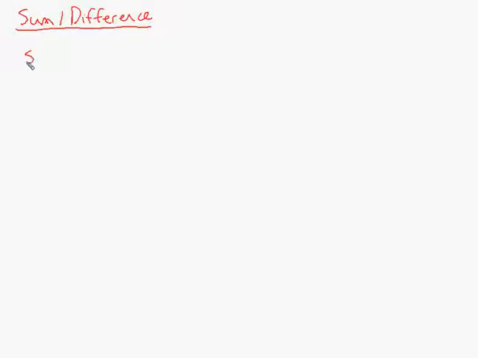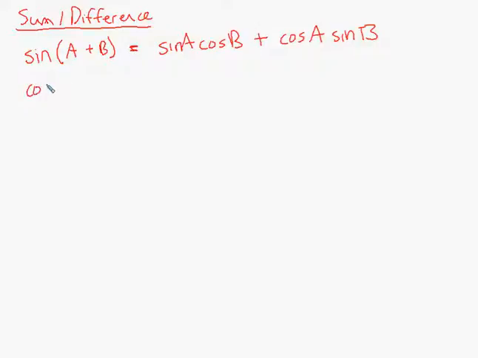Alright, so here is the sum formula. If I have the sine of two angles, we'll call them A and B, it doesn't matter what they are, we are going to take the sine of the first thing and the cosine of the second thing and add that to the cosine of the first thing, the sine of the second thing. Now these are all in the memorized category. You need to memorize them.